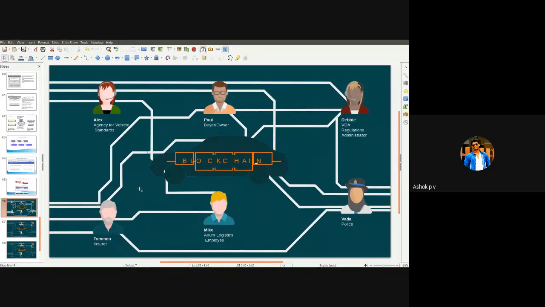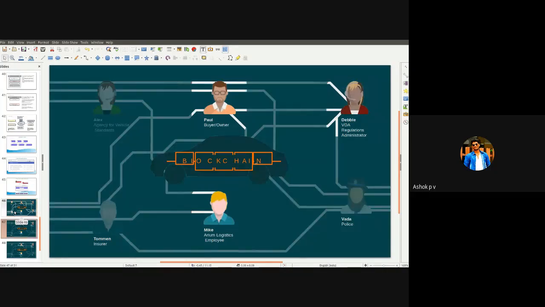So instead of giving applications to each and every participant, what do you think if they shared a common ledger where everything is automatic, where everyone gets to know that a car is being manufactured and Paul is the buyer or owner of the car, and Debbie is the VDA regulations administrator, who knows that a car is being issued and then assigns an insurance policy or regulations for that car. So let's see. We have these three participants using the blockchain network.